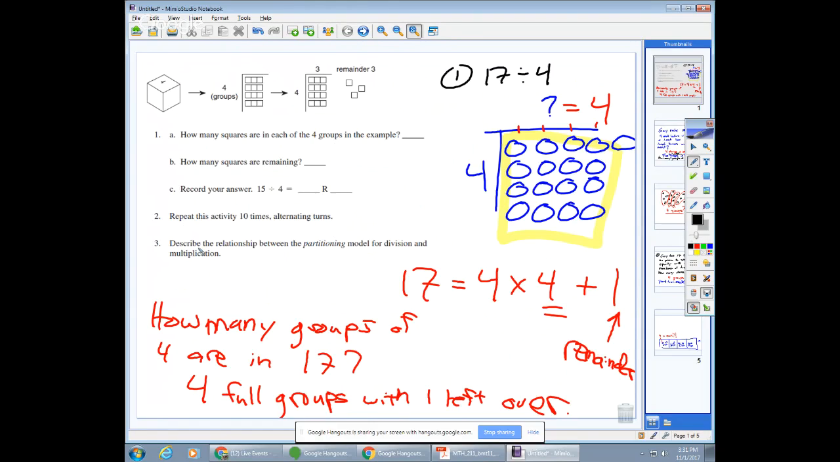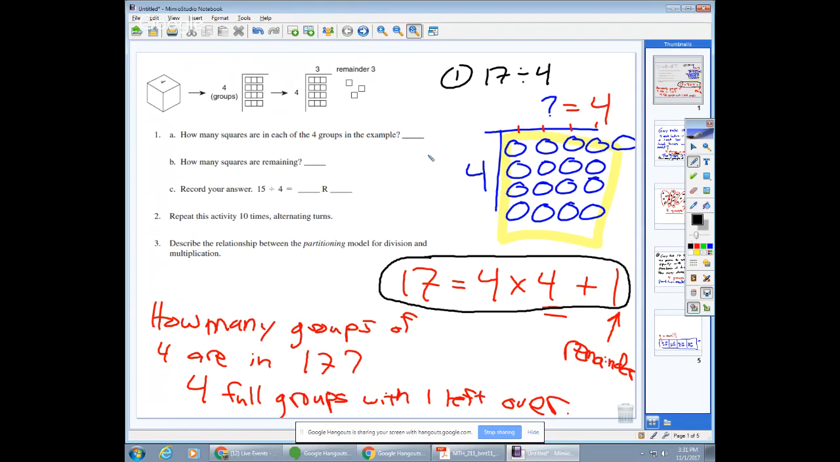And then they want us to describe the relationship between the partitioning model for division and multiplication. So in your own words, how is the work we did here related to multiplication? You're going to have 5 examples, and the examples will have a problem, a picture, and then you can state the answer in a couple of ways. So here I stated the answer as a multiplication with an addition.